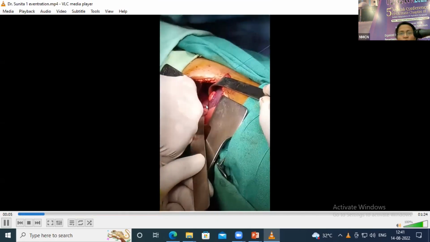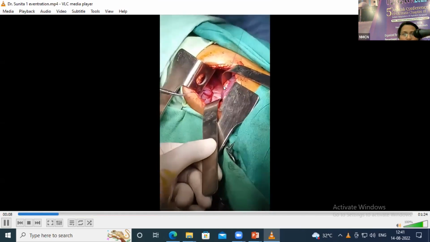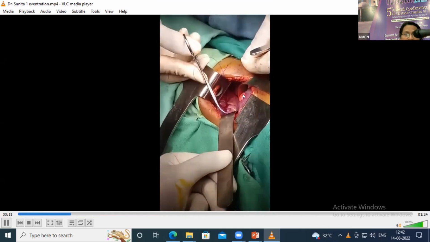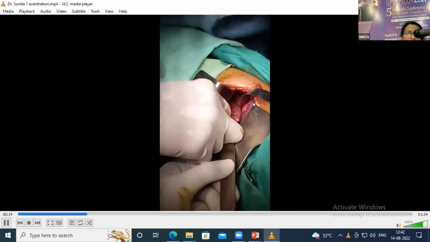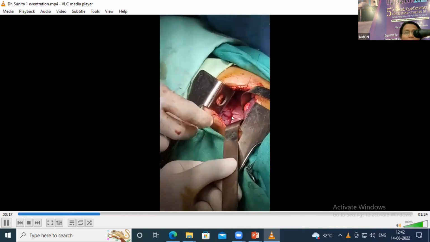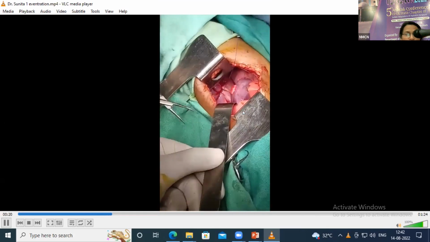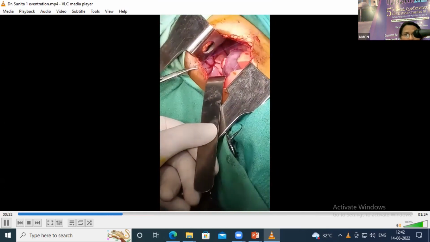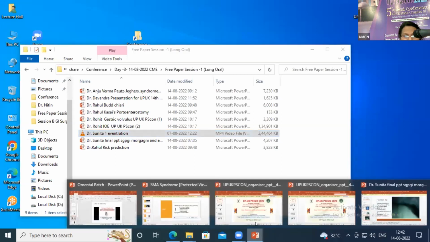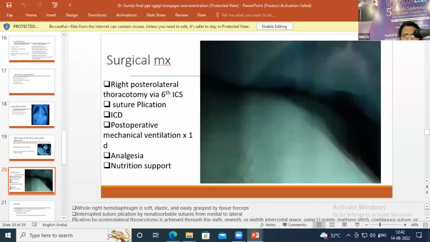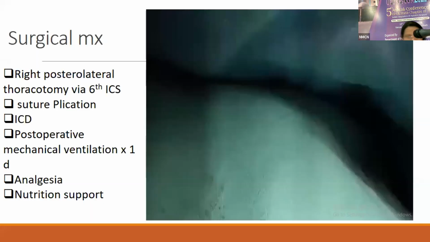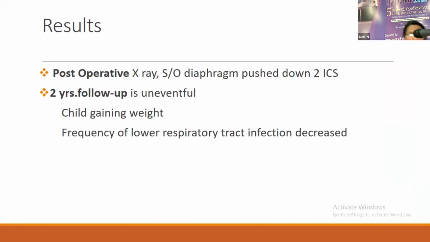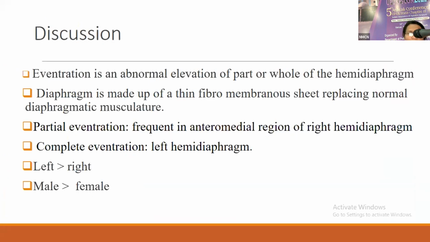So I just want to show that the lower basal lobe here is very dusky in color, and it has no aeration. We did the interrupted repair with non-absorbable suture from medial side to lateral side. Postoperative X-ray shows that the diaphragm was pushed down by one intercostal space, and at 2 years follow-up the frequency of RTI has decreased significantly.